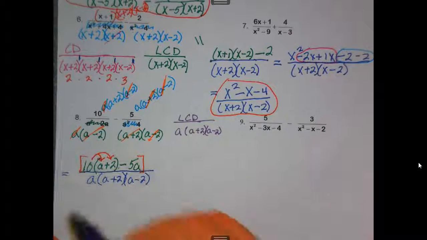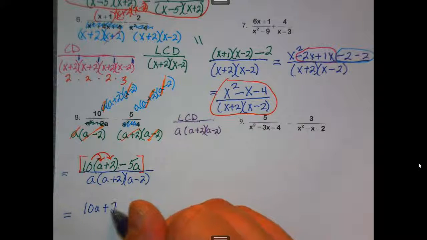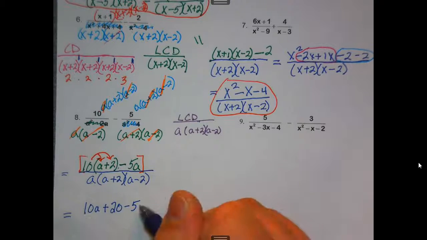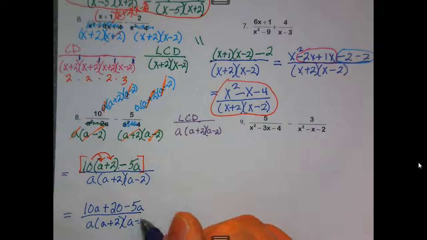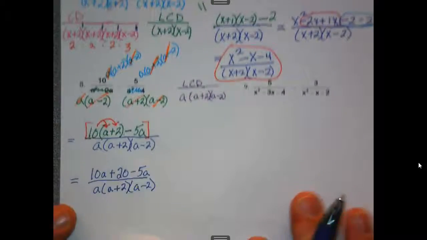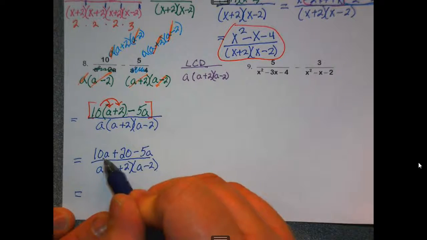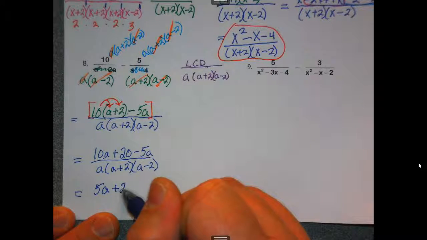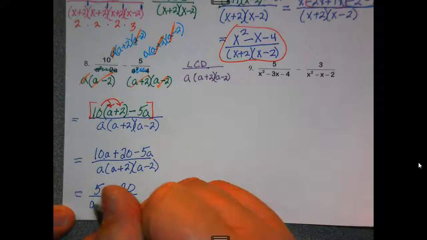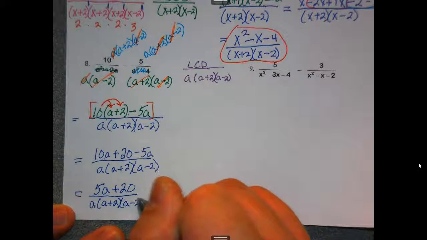So I get 10A plus 20 minus 5A all over A times A plus 2, A minus 2. You guys could probably do a couple of steps here at once. Okay, so this becomes 10A minus 5A is 5A plus 20 all over A times A plus 2, A minus 2.